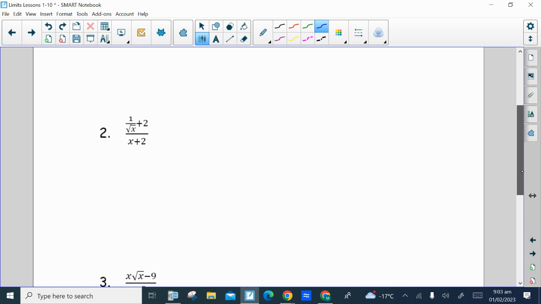Question 2. We've got a denominator in the numerator. So what I would first do here is get rid of that denominator in the numerator, and you do that by multiplying all of the terms on the top and the bottom by root x.